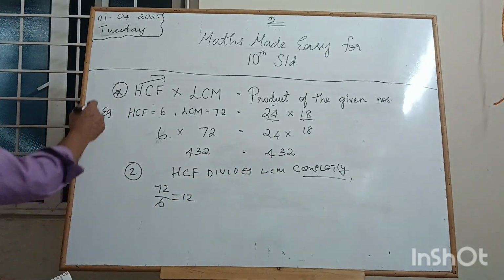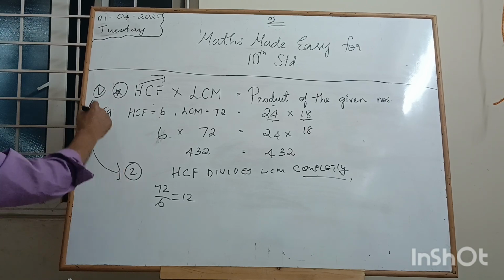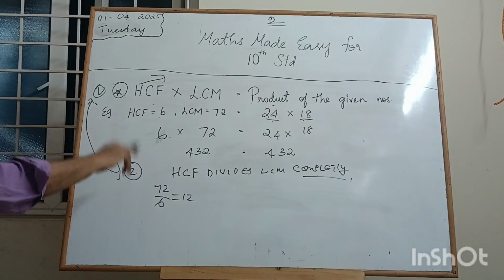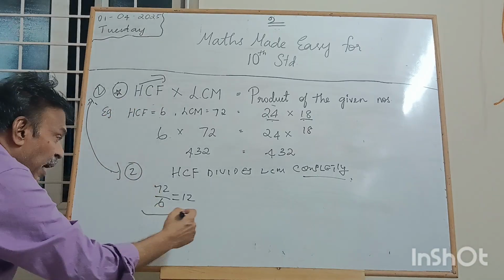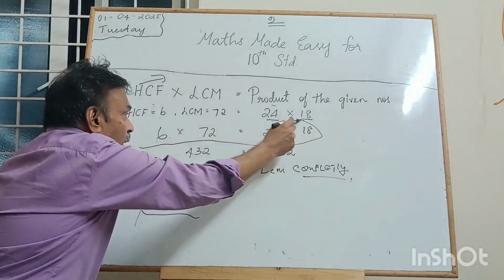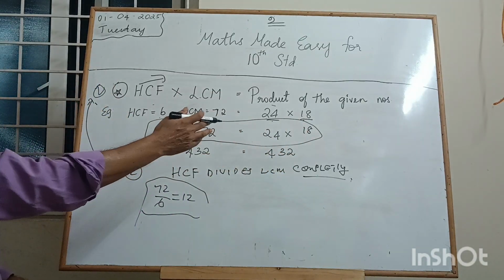There are two things. This is number one. This is number two. These two are very important in finding the HCF and LCM. Questions will be asked on this. They will not give one number. You have to find the other number.